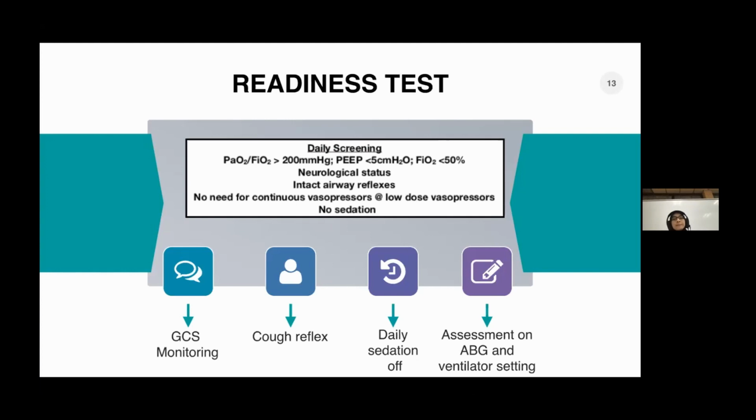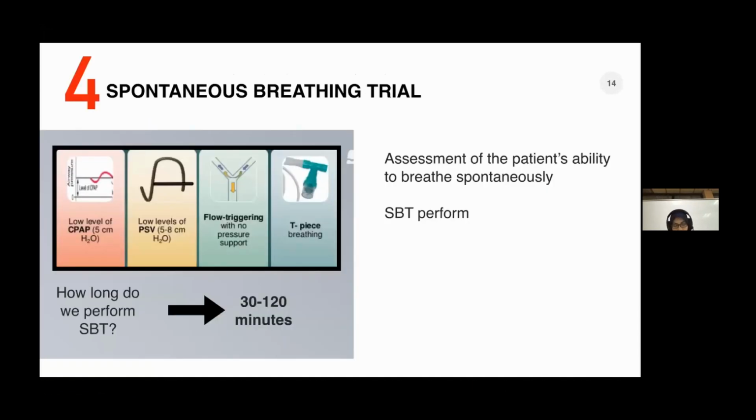And then you need to see whether the sedation is off. Most of the time prior to the weaning, we already have the daily sedation off. If you see the patient's breathing is improved and the conscious level is improved, then we do a total off of IV sedation. Then you need to do an assessment of the arterial blood gases and the ventilator setting. Have a look. If the ventilator setting is already a low setting, then this patient is ready to go to the next stage. The fourth stage is the spontaneous breathing trial.